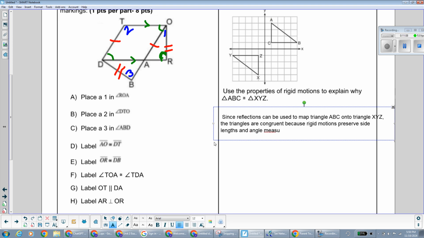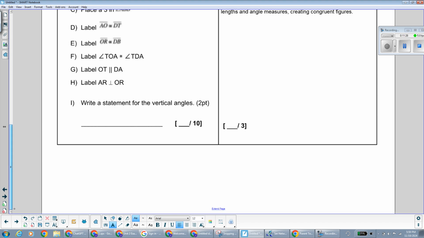And angle measures before and after a reflection. Angle measurements are going to be the same. Corresponding angle measurements are going to be the same. Creating congruent figures. So I just put mine all in one sentence. That's like a really long run-on sentence, but whatever, it accomplishes the job here.